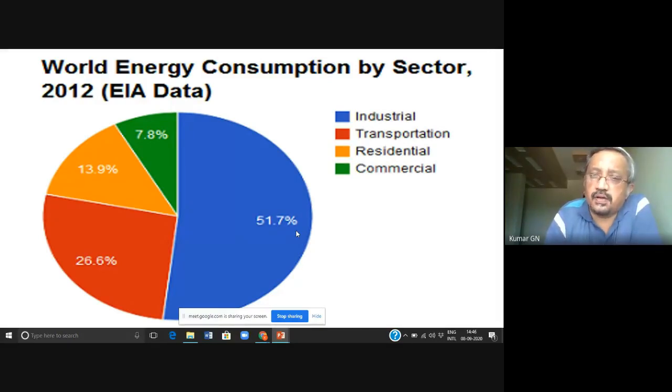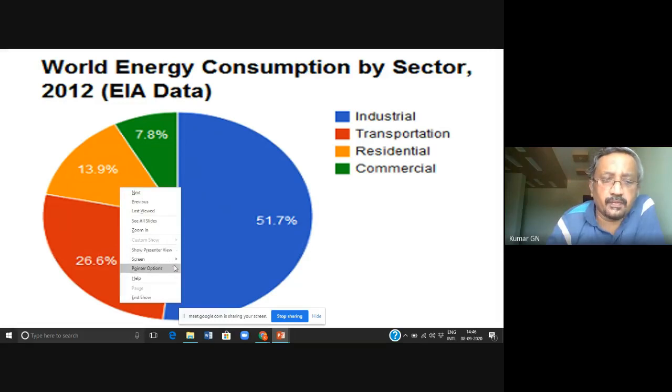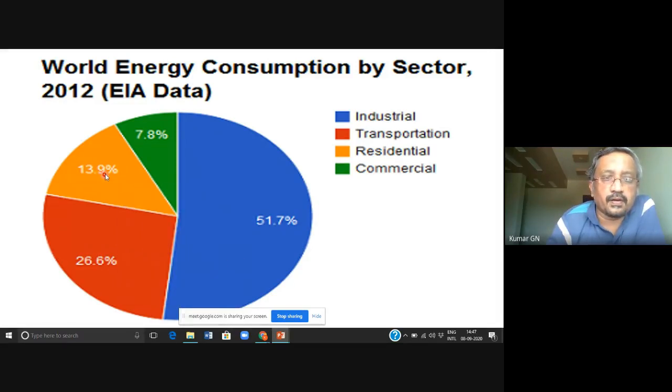And next comes residential energy consumption. You can observe that nearly 14% of the energy goes for residential purposes, and nearly 7.8% of energy is consumed by the commercial sector for shopping, roads, lighting purposes, etc.